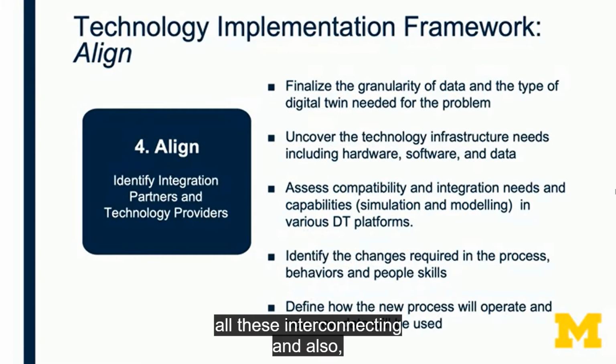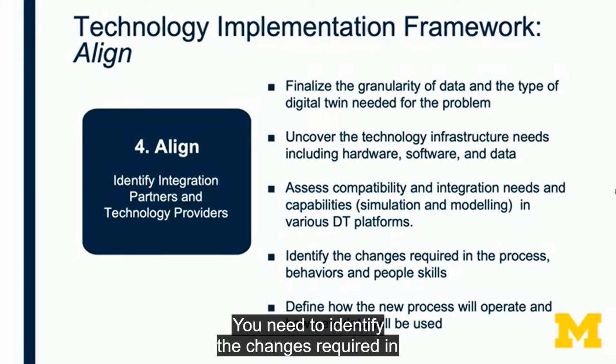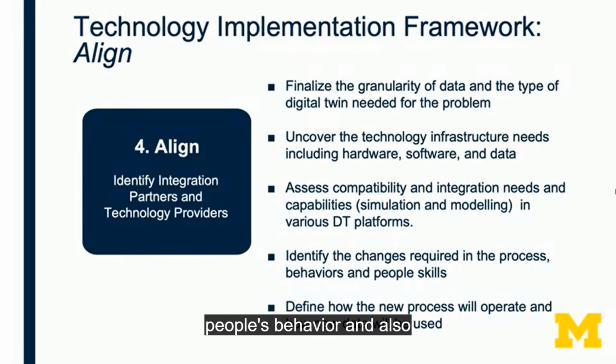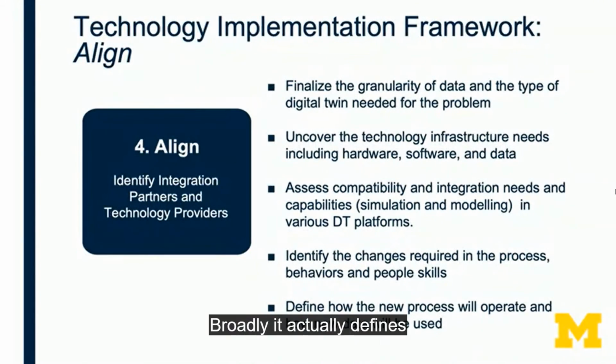And it's not just about technology consistency, right? It is also interdependencies in terms of process and people. So you need to identify the changes required in people's behavior, and also the people's skills required. And so broadly, it defines how the new process will operate.